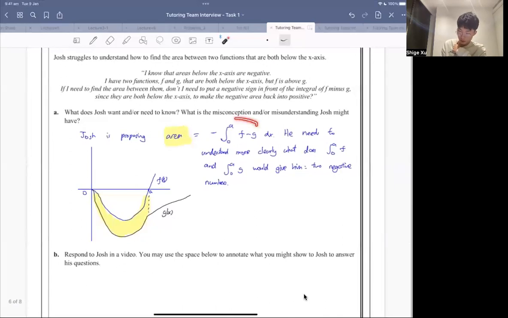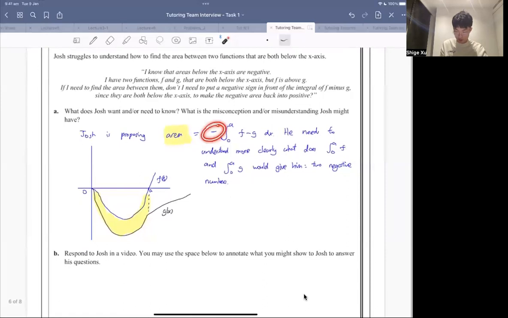But this is not correct in this case, because he needs to understand more clearly what the integral from 0 to a of f and the integral of g actually would give him. In fact, these two will produce two negative numbers. So essentially, you would have a negative minus a negative number, which is larger in absolute terms. So you have negative plus something, and then you get a positive number. That's basically the logic here. So you don't really need the negative sign.